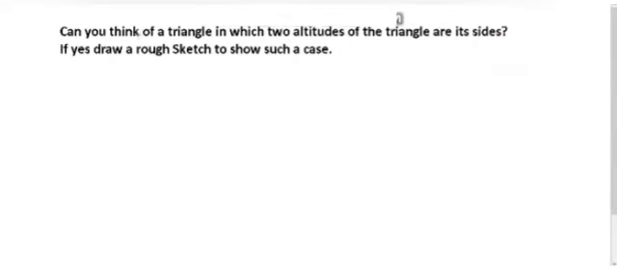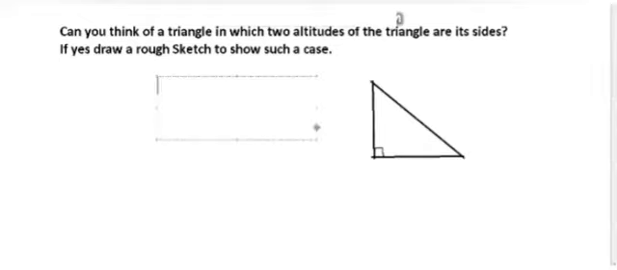Now we have the question here: can you think of a triangle in which two altitudes of the triangle are its sides? Altitude means 90 degrees. So you have two sides at 90 degrees. I can draw one side this way and another side this way. They are at 90 degrees to each other. Now you can join them to make a triangle. So yes, we will have a right angle triangle. A right angle triangle has two sides which are its altitudes. So the answer will be a right angle triangle.